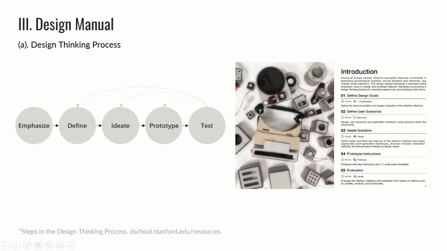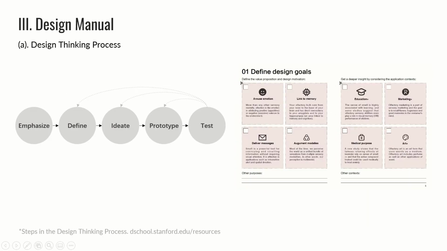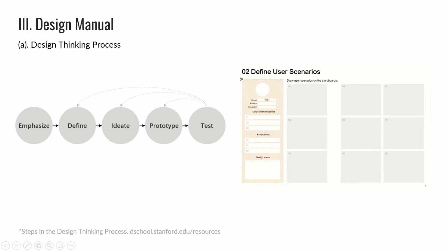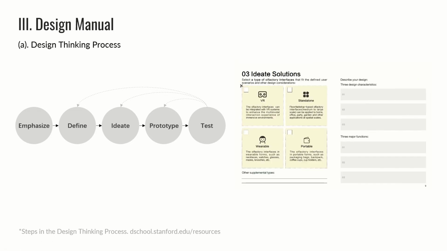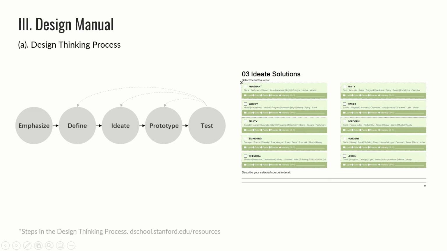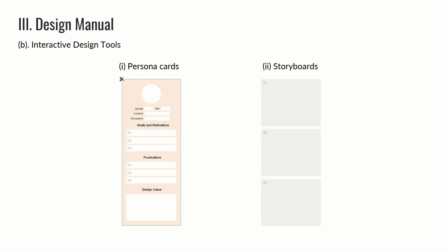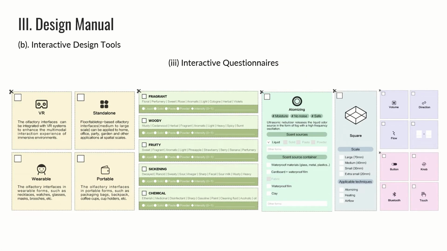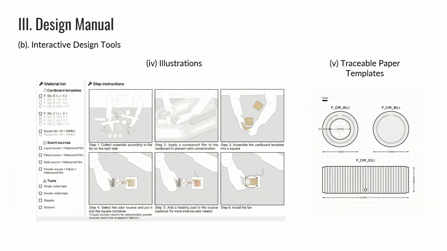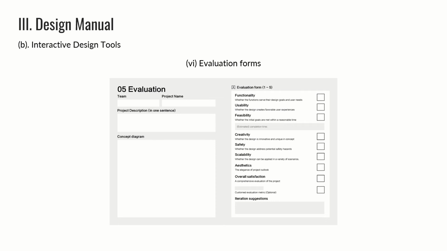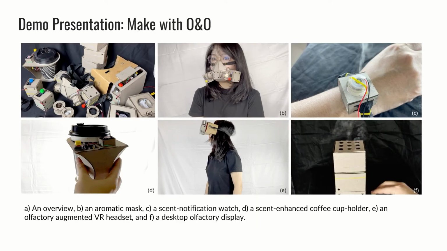The third section of the toolkit is a design manual that resolves technical production from the lens of design disciplines by introducing a human-centered ideology supported by an accompanying 5-step decision-driving process and common design tools, such as persona cards, storyboards, interactive questionnaires, illustrations, traceable paper templates, and evaluation forms. Then for self-evaluation, we built and highlighted 5 prototypes such as an aromatic mask or a scent notification watch.